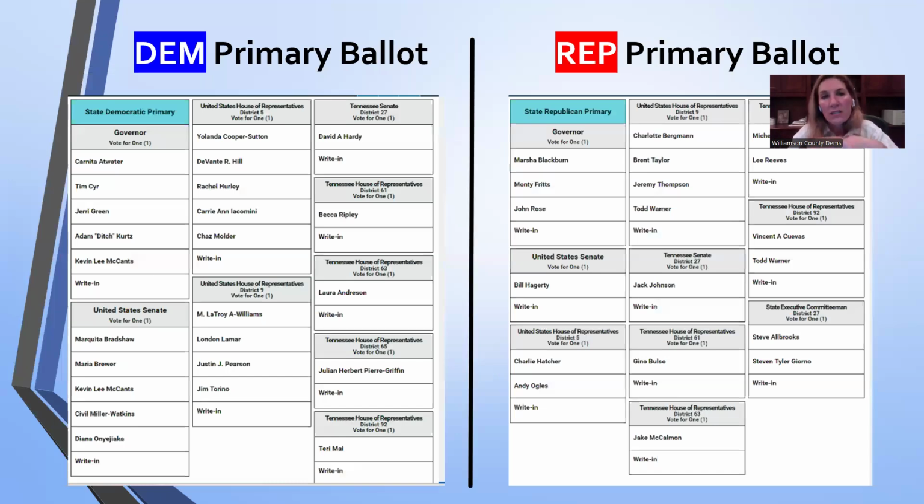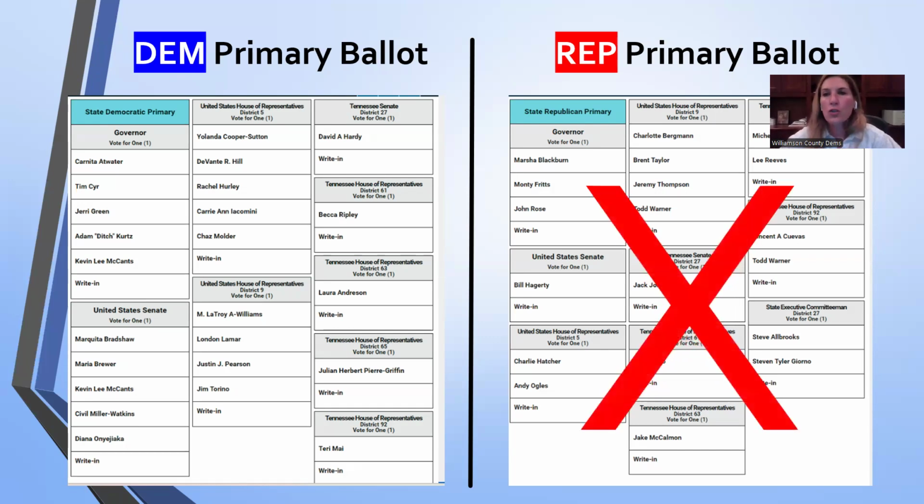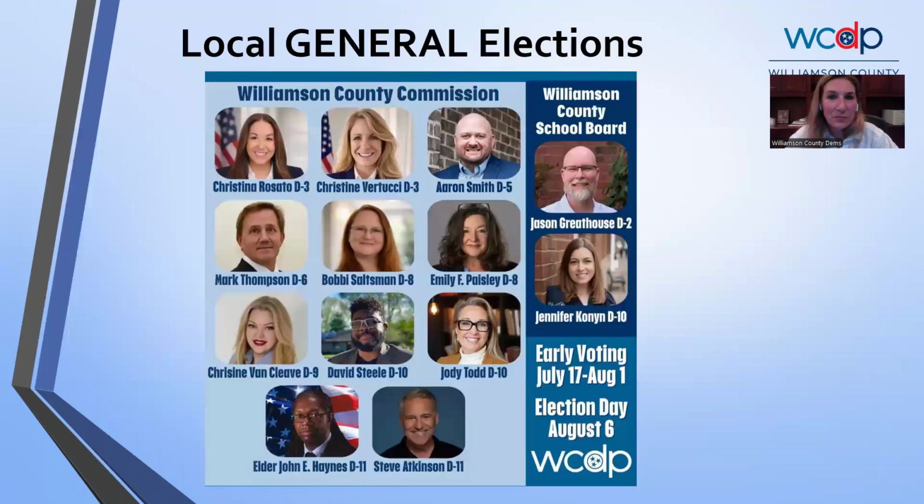So here are the sample ballots for state and federal only. So again, when you go in, you'll be asked about primary ballots. The one to the left is what you will see if you choose a Democratic primary ballot. The one to the right is a Republican primary ballot. If you are a Democrat, do not choose a Republican primary ballot. And I'll tell you why a little bit later.